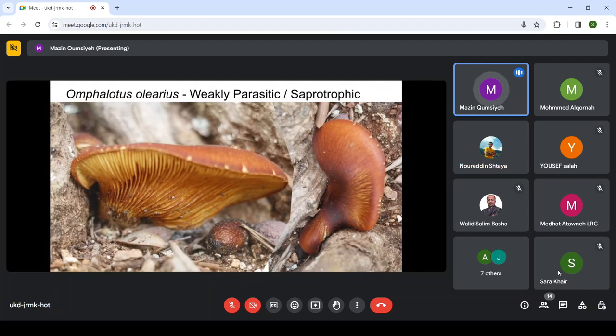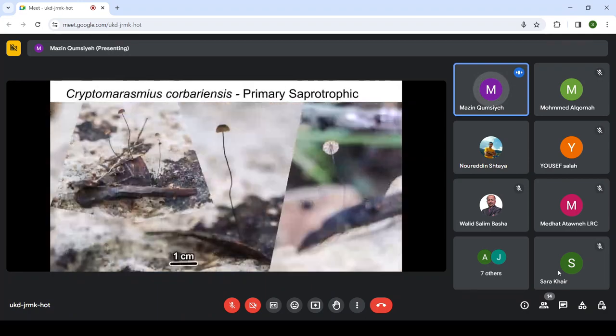So now we're going to move into talking about saprotrophs, a sampling of saprotrophs that live around here. This is another olive host, olive-eating creature. This is Cryptomerasmius cobariensis. This mushroom is extremely small, and you can see here that it is growing on olive leaves. The life cycle of this fungus is very short-lived. It will grow and eat as much nutrition as it can off of a single olive leaf, and that doesn't take very long.